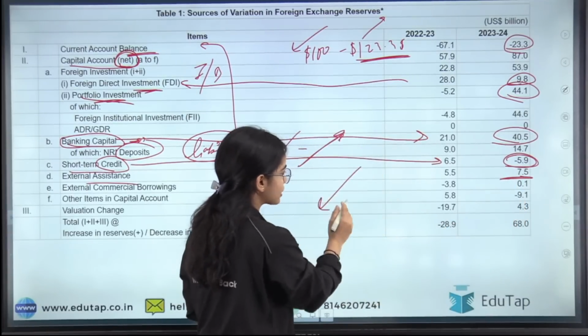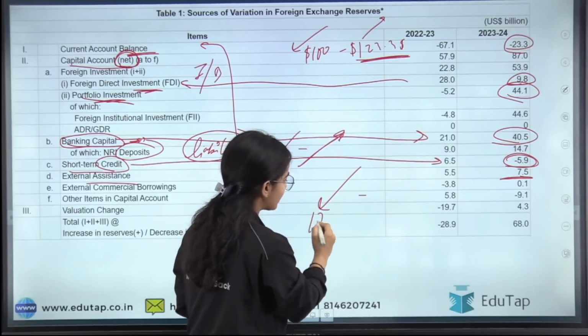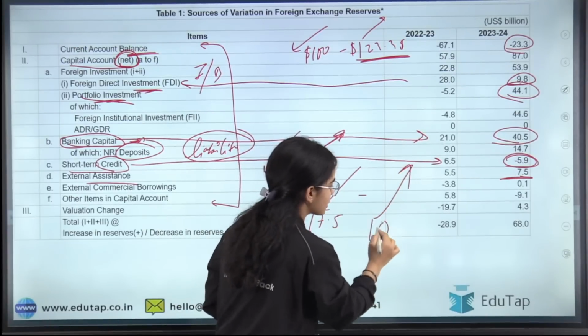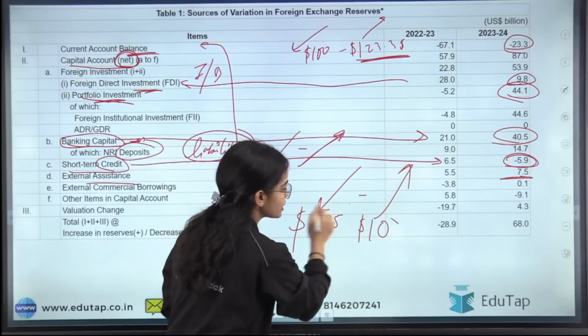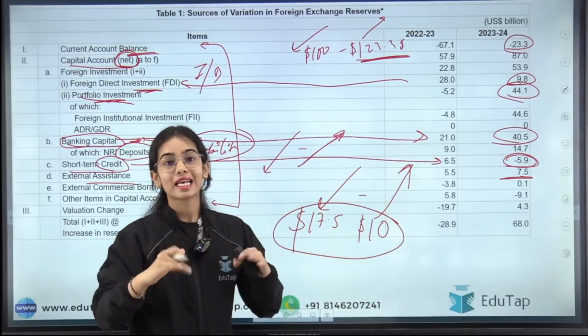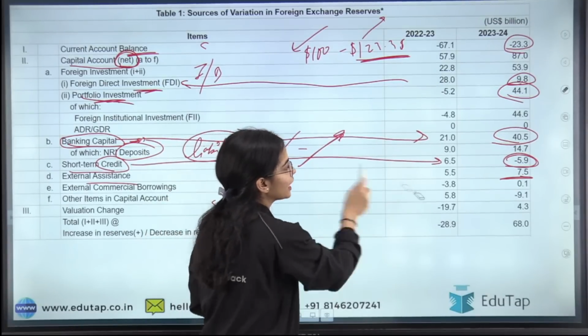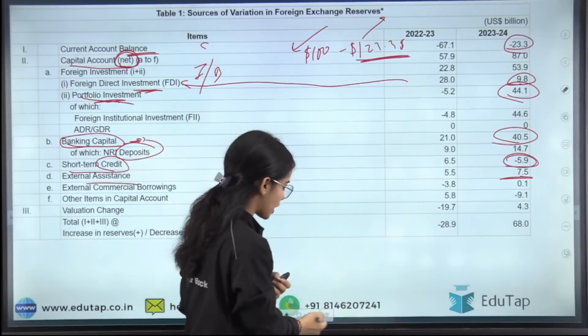How much external assistance are we getting? Let's say we are getting external assistance of $17.5 billion, while we are providing external assistance of $10 billion. So in total, $7.5 billion is the net external assistance, the extra external assistance that we are getting. So I hope you are getting the point that we have to see the net amount. That means how much is coming in minus how much we are paying.